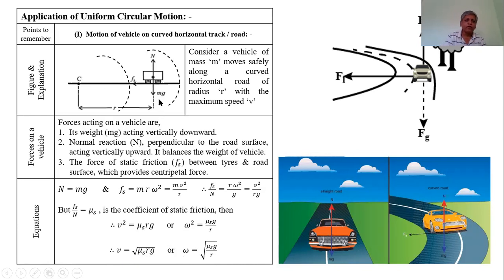The question asked on this article is: explain the motion of a vehicle on a curved horizontal track and hence obtain the expression for the maximum safe speed of a vehicle driven along that road. This is one of the questions asked on this article. This is the first application.